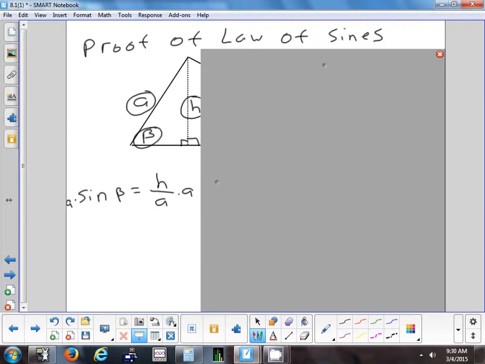Isn't it opposite over hypotenuse? Yes. So A won't be 0 because it's the length of a side in a triangle. It can't be 0. So that cancels out, and we get A sine beta equals H. Just keep that off to the side for a second. Any questions on that? So that's a formula for H, A sine beta. Now we're going to look at the other half of the triangle.